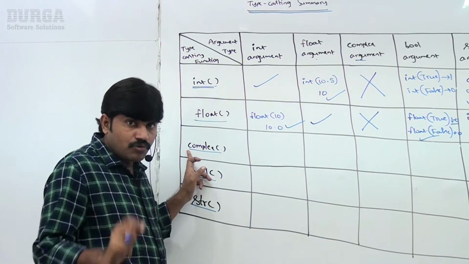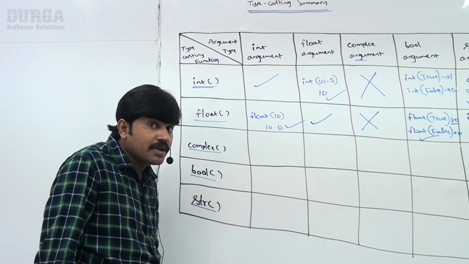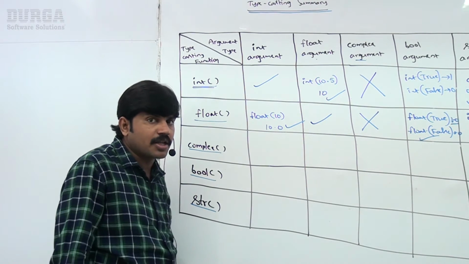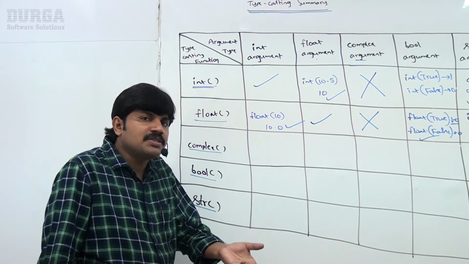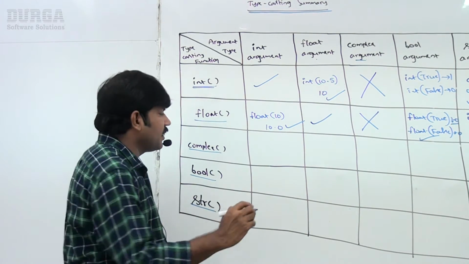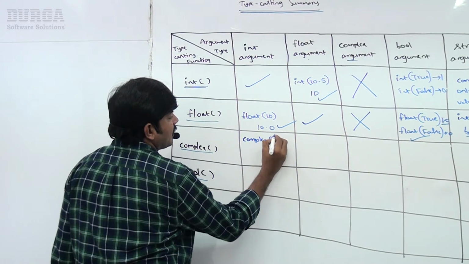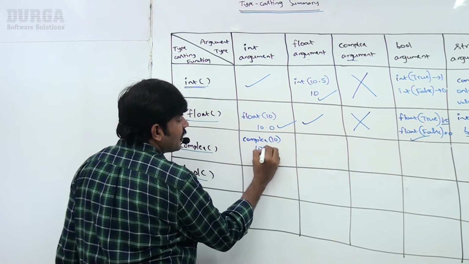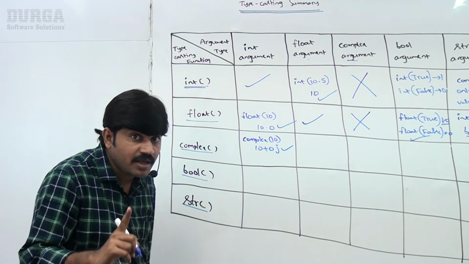If you are passing 1 argument, which part will it become? The real part. If you are passing 2 arguments, it will become both real and imaginary. Sir, if I take complex of 10, then 10 plus 0j will come.